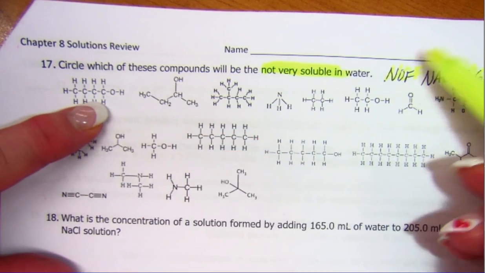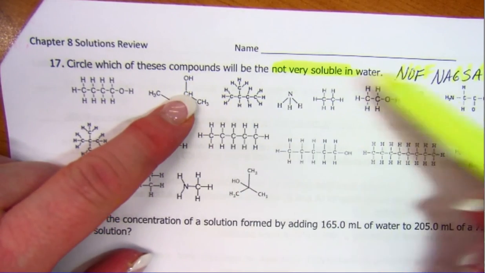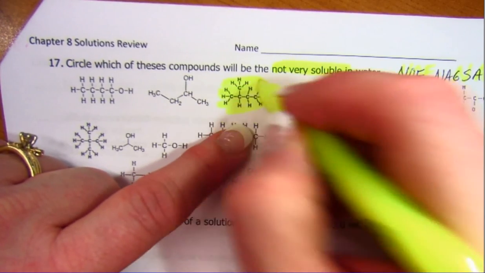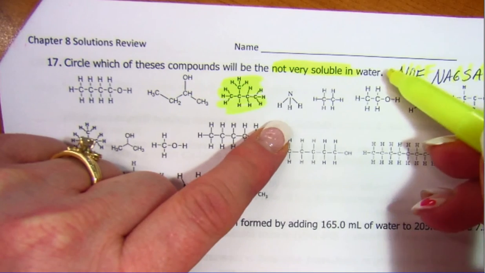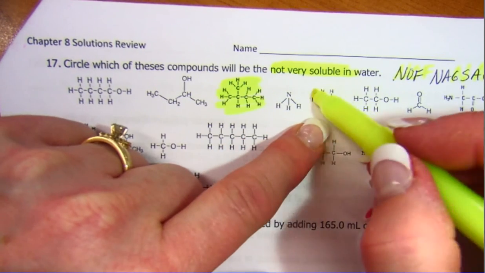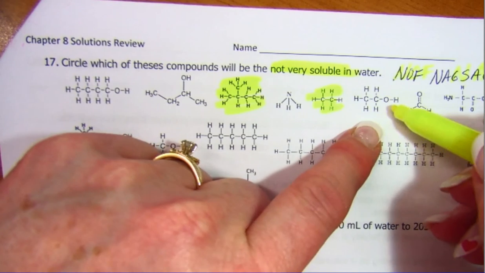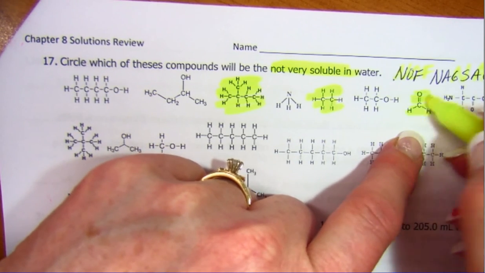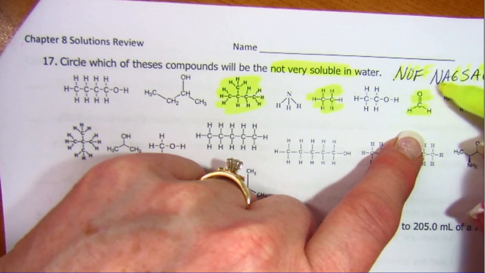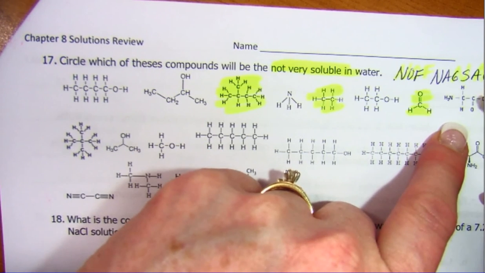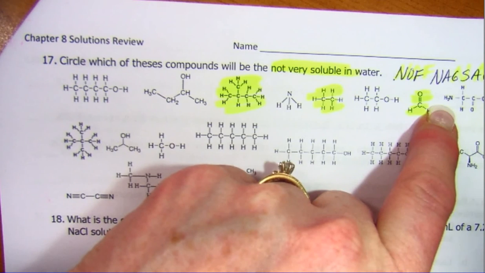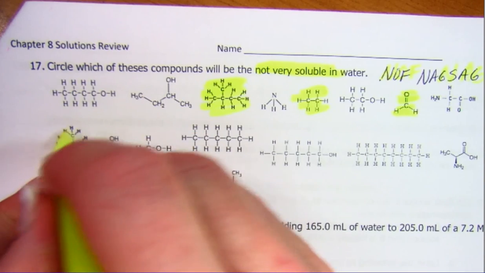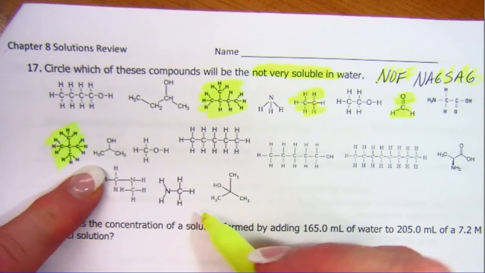So OH, NOF. OH, NOF. Nothing. Oh, there's one that will be not very soluble in water. NOF, not very soluble in water. This one is not a NOF. That one's not very soluble in water. Remember, it has to have an oxygen directly connected to an H. This has an N directly connected to an H and an O. So that is soluble. Coming over here, no N or O, no NaG, SaG, so not very soluble in water.